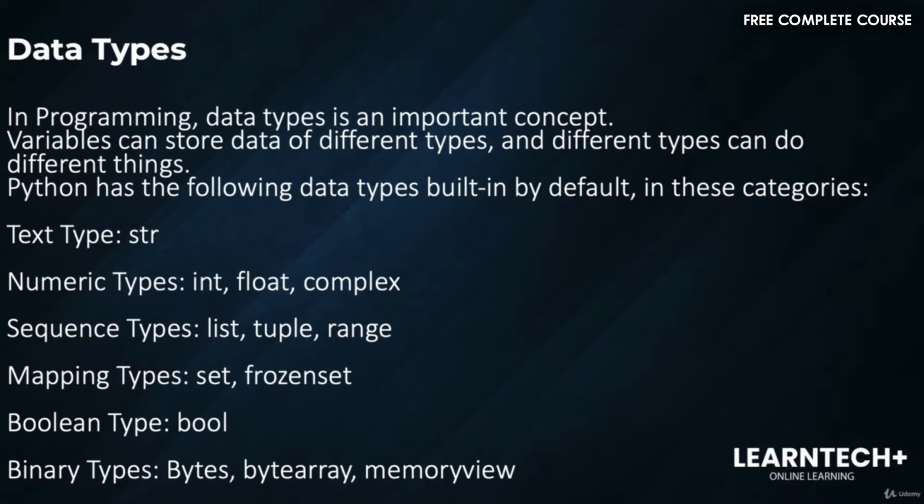So you have text type, which is a string, or str, numeric types, which is int for integer, float, and complex. Sequence types, we have list, tuple, and range. Mapping types, we have set and frozen set. Boolean type is bool. And then binary types is bits, bit array, and then memory view, okay? So these are really the important parts of data types.